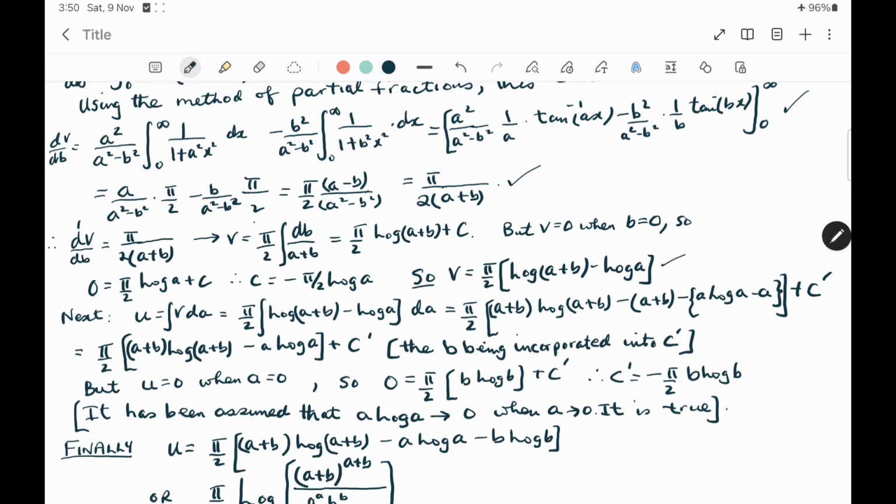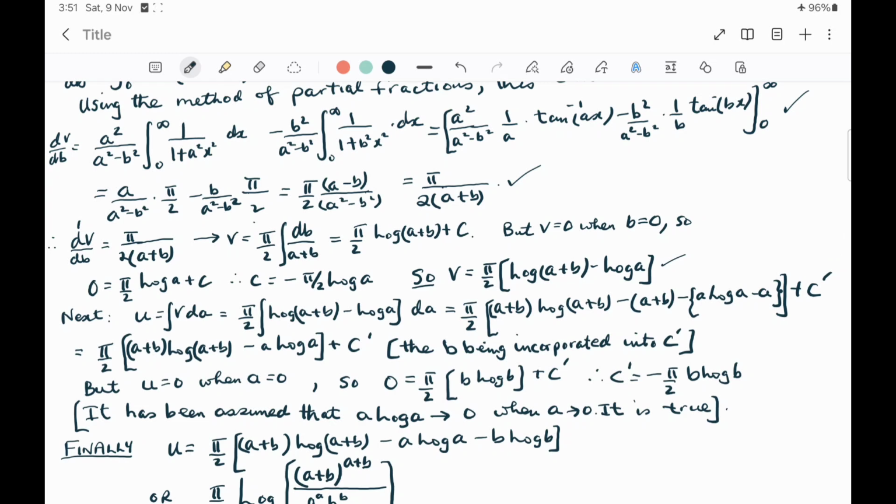Next, we find u by integrating this function here. So u is the integral of v with respect to a, which is equal to pi upon 2 times the integral of log of a plus b minus log of a da, which is pi upon 2 times a plus b times log of a plus b minus a plus b, and then minus, this is for the log a part, a log a minus a, and then you have another constant there, which I'll call c dash just to not confuse it with the previous constant.